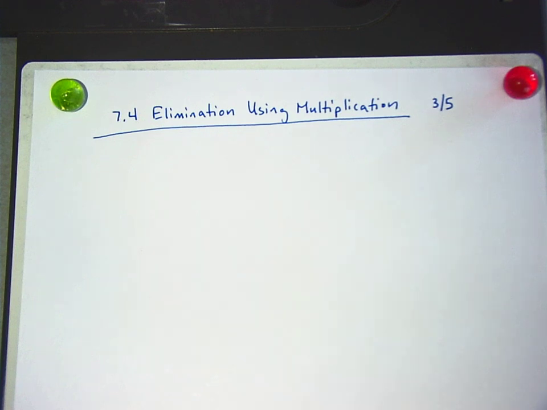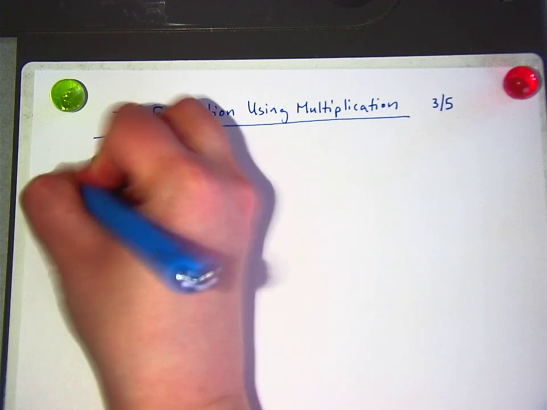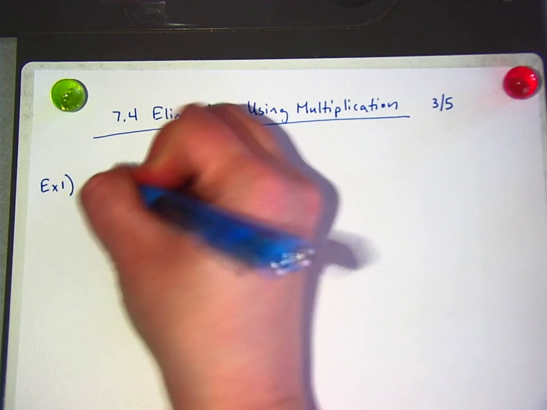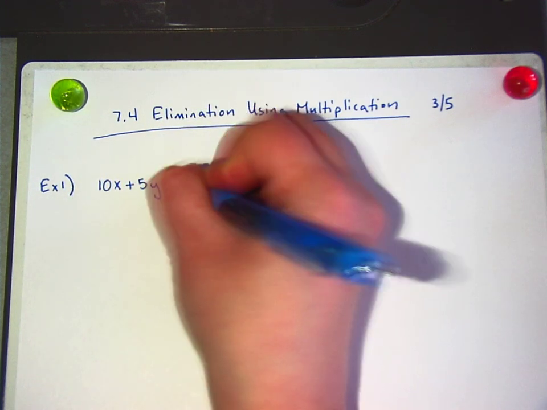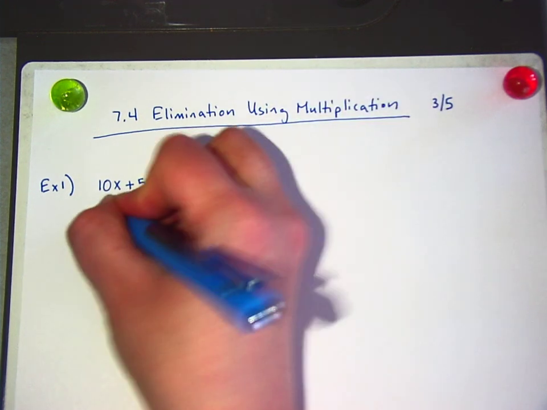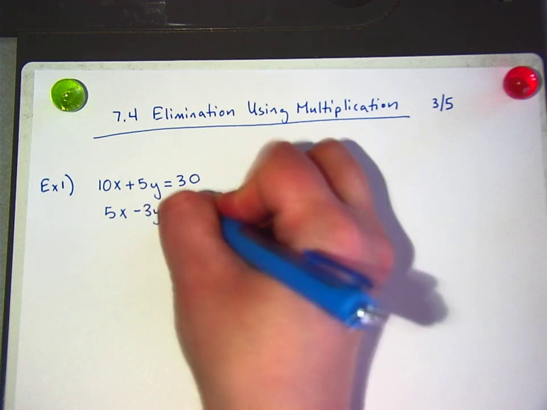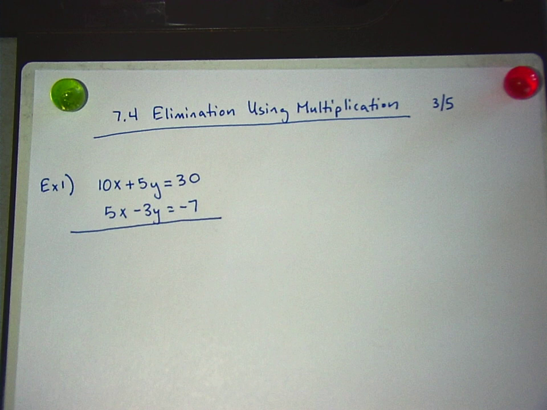We're recording now. So today we're talking about elimination using multiplication. This is a little bit more complex than the last thing we did, but we're still going to use the same directions as last time. So example 1: 10x plus 5y equals 30, and 5x minus 3y equals negative 7. Okay, remember, we're taking a benchmark on this, so you definitely have to learn how to do this.